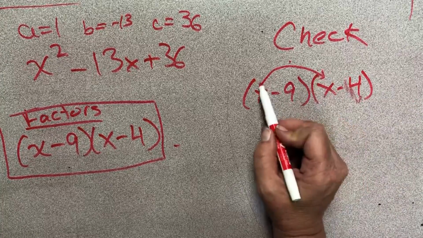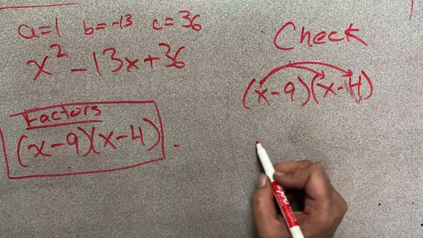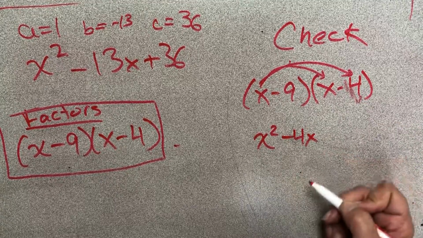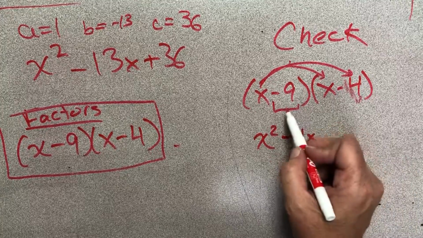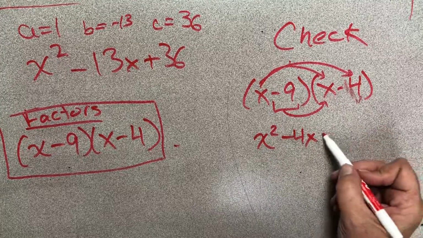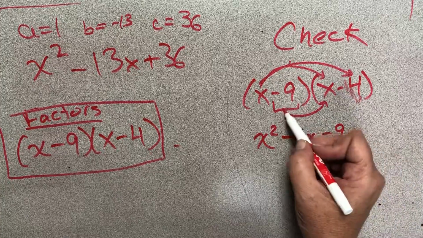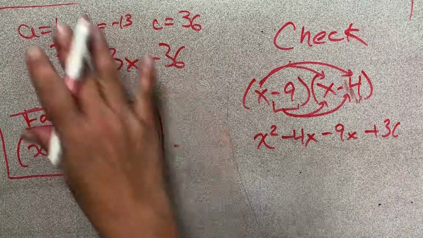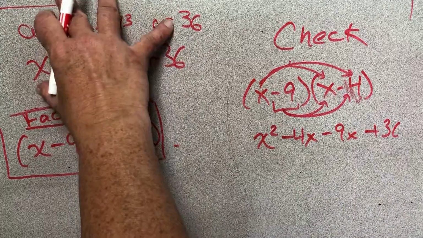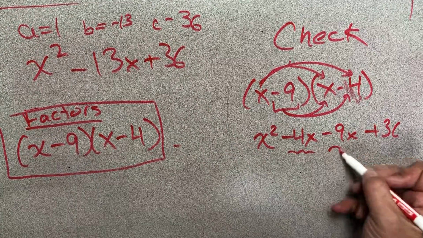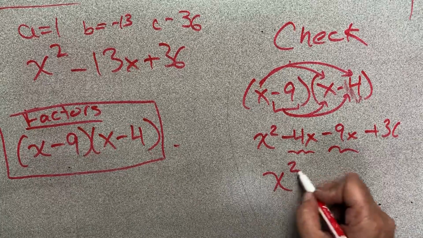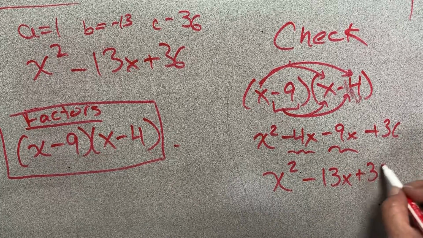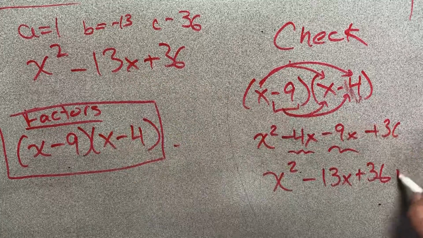So it's X times X, X times negative 4. That's X squared minus 4X. Negative 9, don't forget the negative. That'll be negative 9X. Negative 9 times negative 4, positive 36. And I'm trying not to look over here because I don't want to know yet. I want to make sure I did the problem right. It's X squared minus 13X plus 36. Yeah, I did it. Got it.